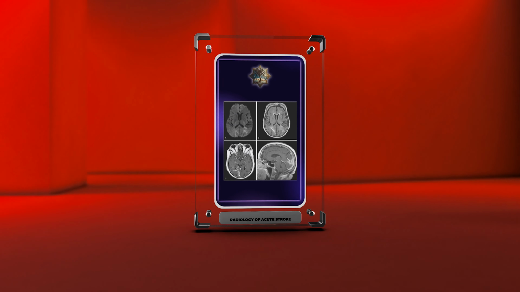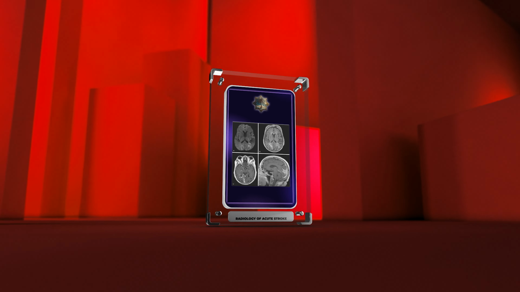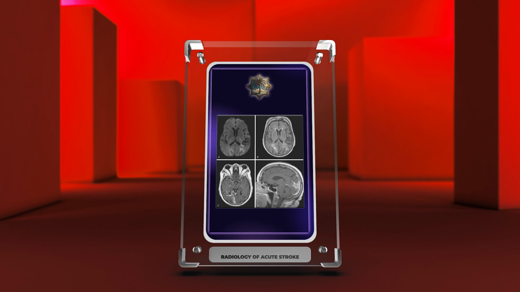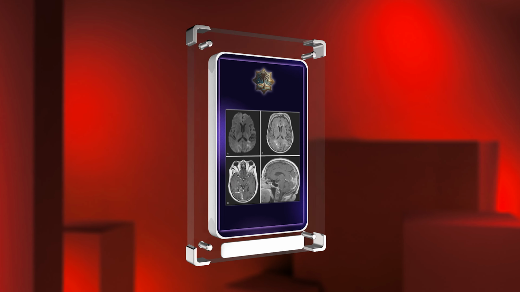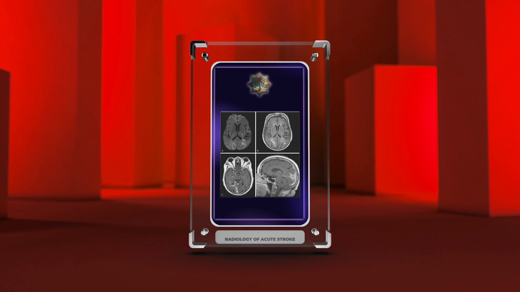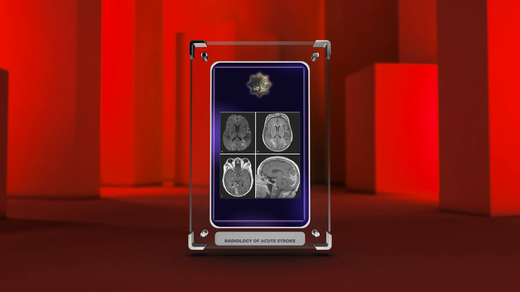Good morning everyone, and welcome to today's lecture on the topic of acute ischemic stroke and its radiological assessment. Acute ischemic stroke is a medical emergency that requires rapid and accurate diagnosis in order to guide appropriate treatment decisions. As future radiologists, it is essential that we understand the various mechanisms and radiological features of acute ischemic stroke, as well as the advancements in imaging techniques that aid in its assessment.